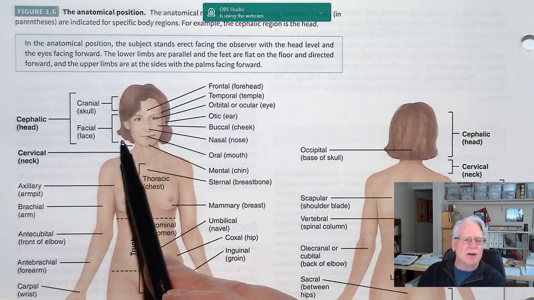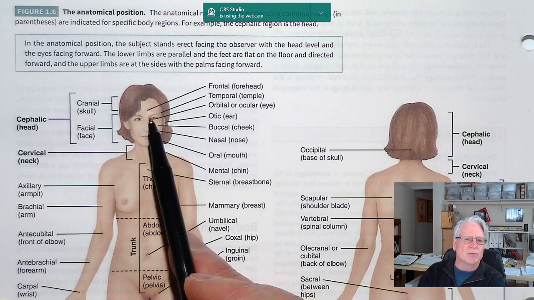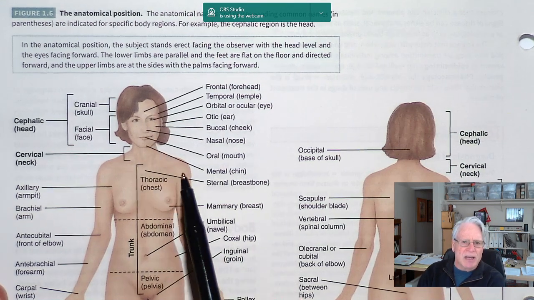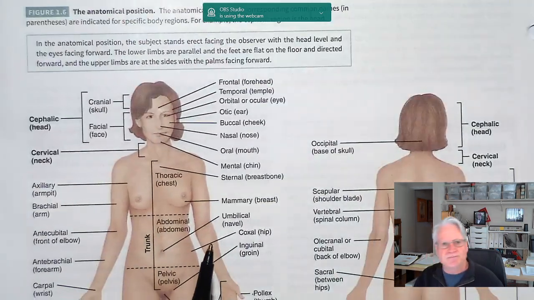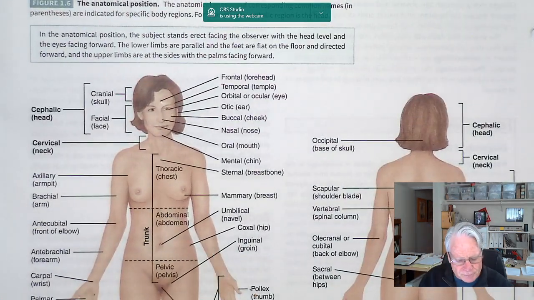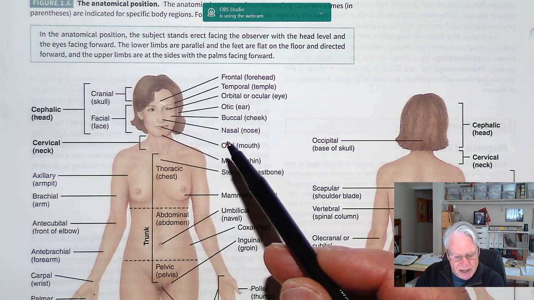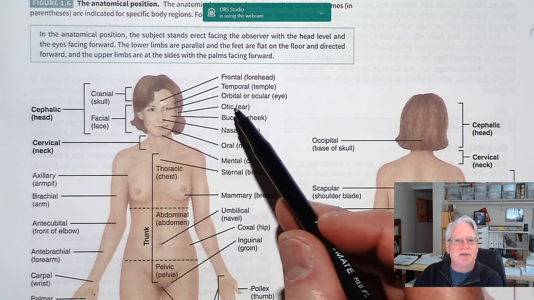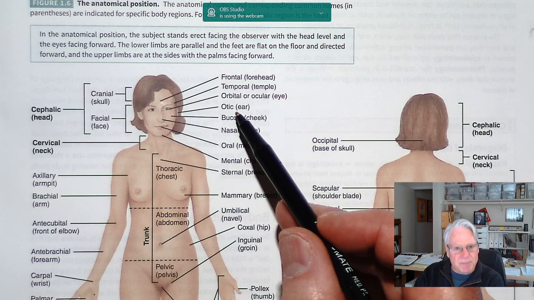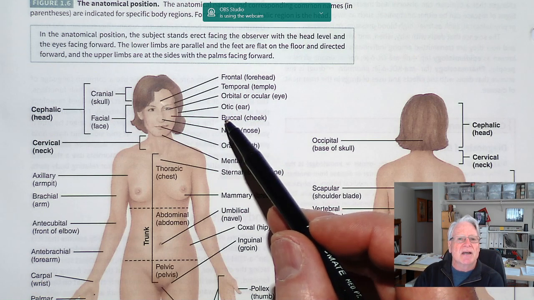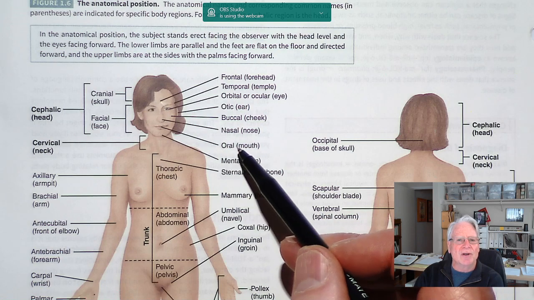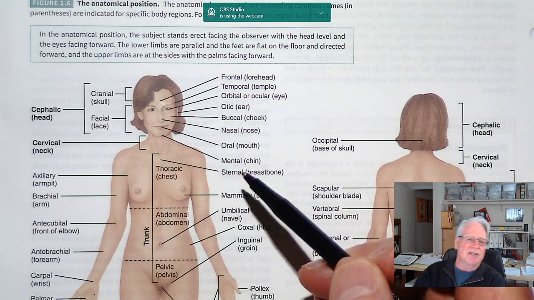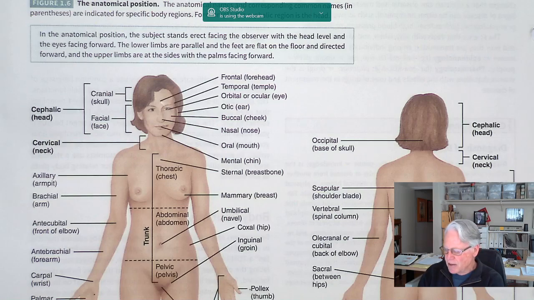Now, the facial part is divided into distinct regions itself. So if we look at our list, starting at the top of that list, we have the skull. We talked about that. The optic, which refers to the ear. The buccal, which is the cheek. Nasal, nose. Oral, mouth. And mental, the chin. So those are the areas that you're responsible for being able to identify and name.